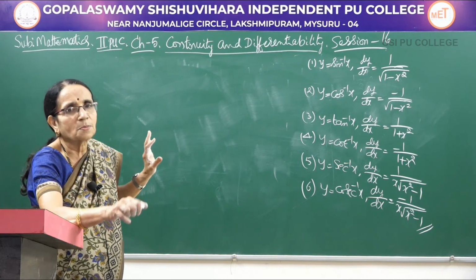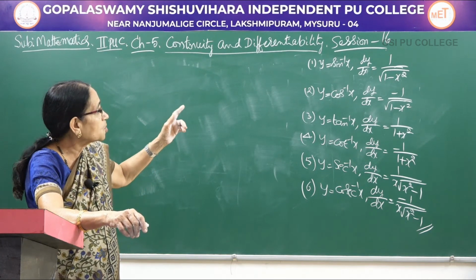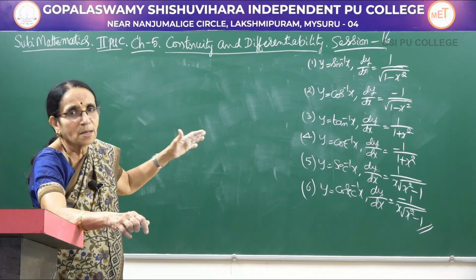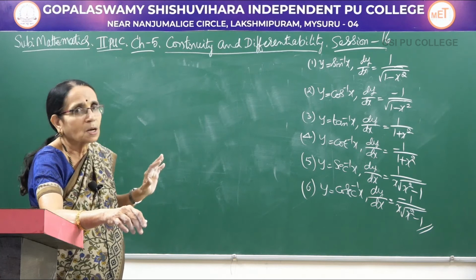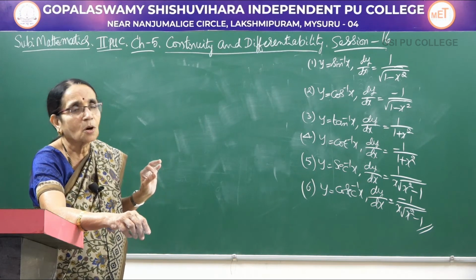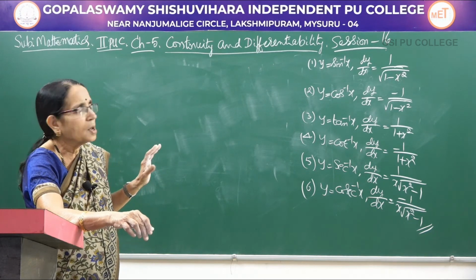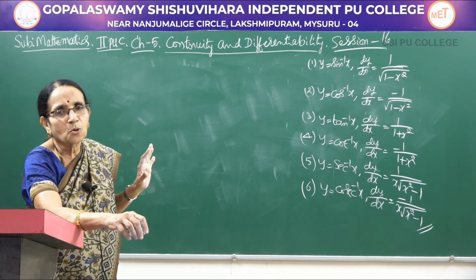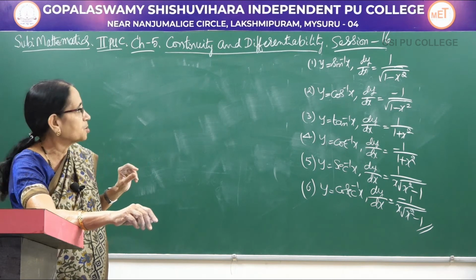Sin inverse x, it becomes a simple function. If you write root x or 1 by x or x square or whatever may be, any function other than x here, it becomes a composite function. In that case now you have to apply the chain rule. In most of the problems on this, it will not be a simple function, it would be a composite function.